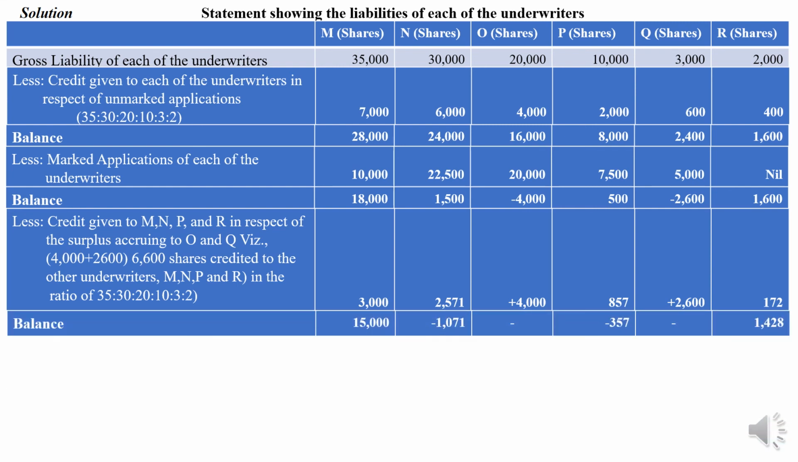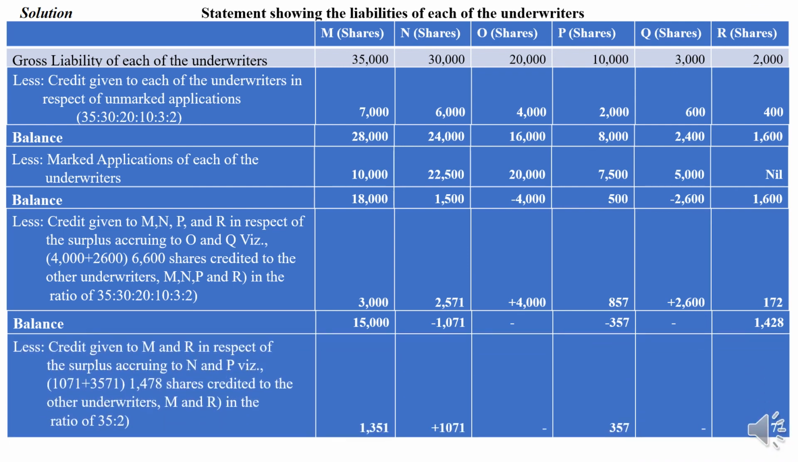So the balance is 18,000 minus 3,000 is 15,000, and 1,500 minus 2,571, you get a surplus of 1,071. In the case of O, plus 4,000 minus 4,000, it is 0. Here 500 minus 857, so you get a surplus of 357. Here minus 2,600 plus 2,600, it is nil, and here it is 1,600 minus 172. So these two underwriters are getting surplus, and again these two balances are to be redistributed between M and R in the ratio 35 is to 2.